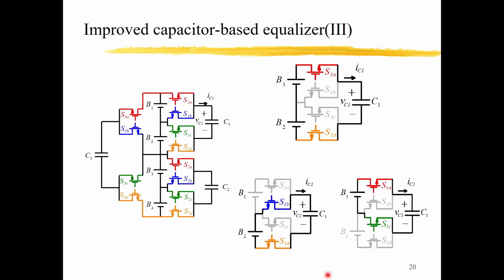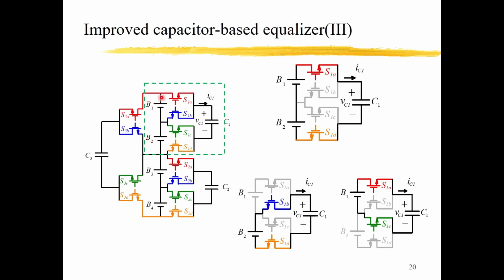And the third improvement here comes from what I just said: the balance depends on the voltage difference of the neighboring cells, and unfortunately, the neighboring battery voltage difference will be smaller and smaller in the end. So here we change the operation. We change the operation of the switches.